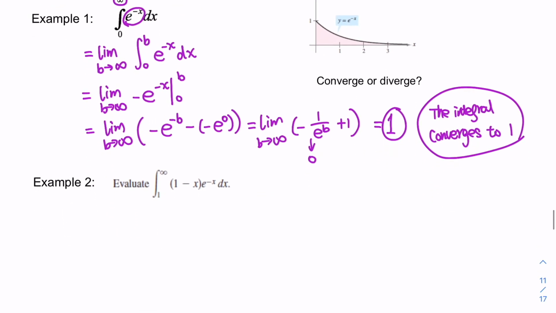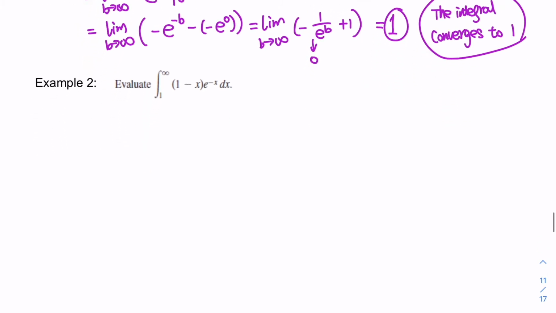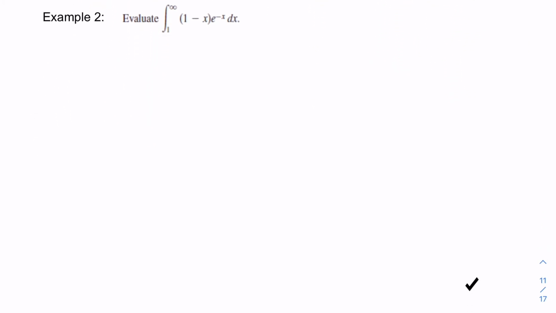So let's look at example 2. In example 2, this function is also continuous. The boundary is infinity here. So limit as b goes to infinity of the integral from 1 to b of (1 minus x) e to the negative x dx.